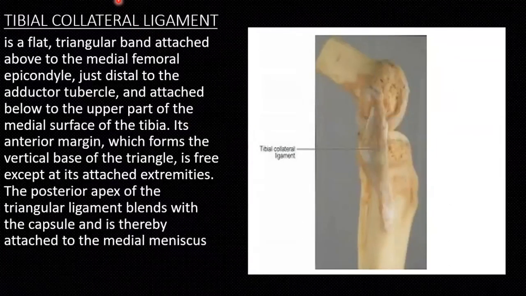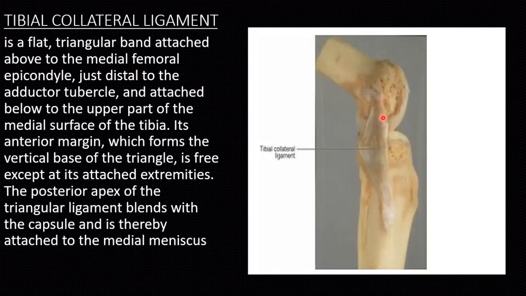Okay. Now, the other ligament, tibial collateral ligament, or the medial collateral ligament of the knee. It is a flat, triangular band attached above to the medial femoral epicondyle. This is the medial femoral epicondyle here where it is attached.